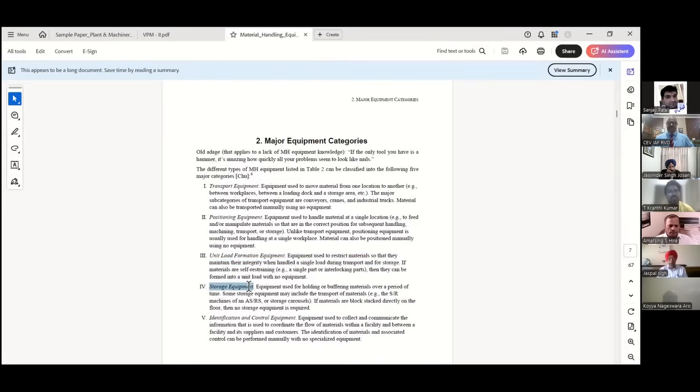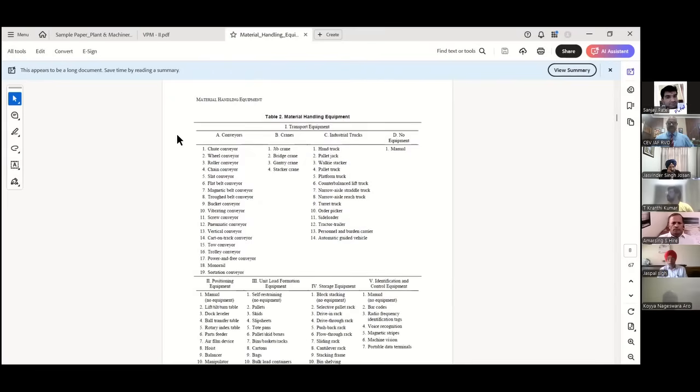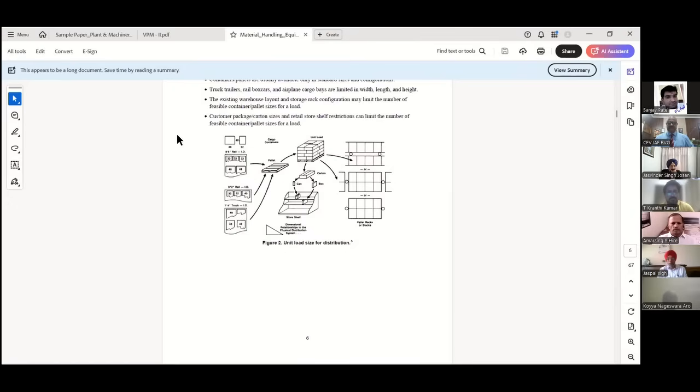Storage equipment is used for holding or buffering the materials. And identification or control equipment is used to collect and communicate the information that is used to coordinate the flow of the materials. So for the different types of materials or classifications, we can use, first, transportation equipment.